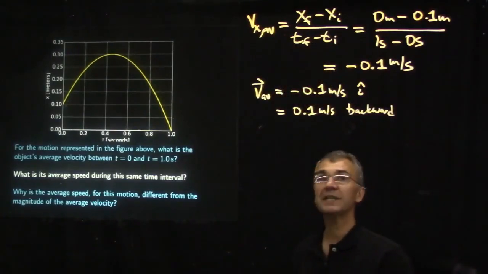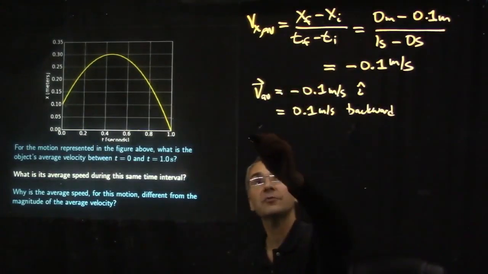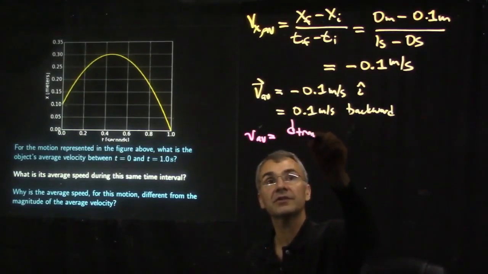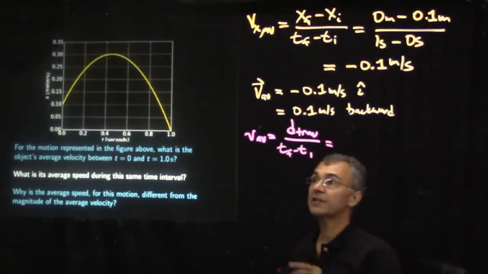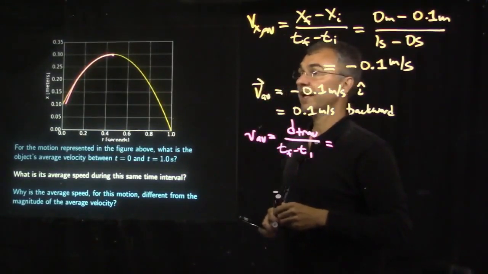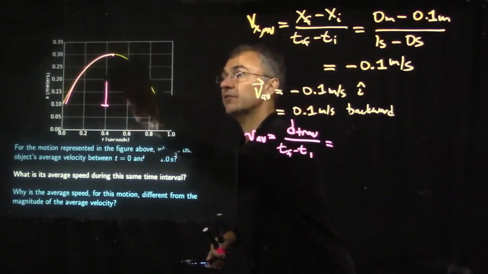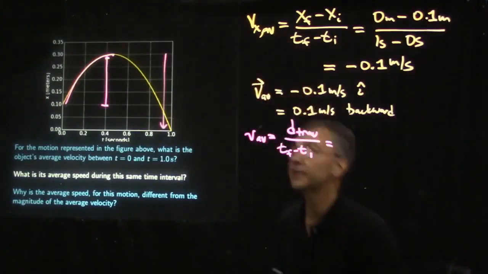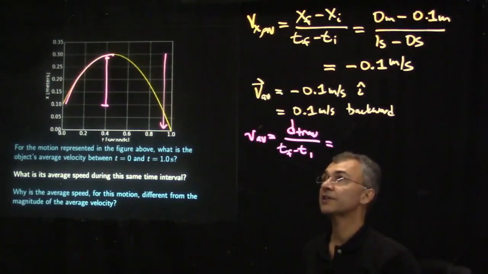What is its average speed during this same interval? So average speed is the distance traveled divided by the elapsed time. You see, it's going forward here, and then after that, it's going backward. So we need to add those two distances. So here's one distance, and then here's the other distance. So we need to add those two distances to get the distance traveled.